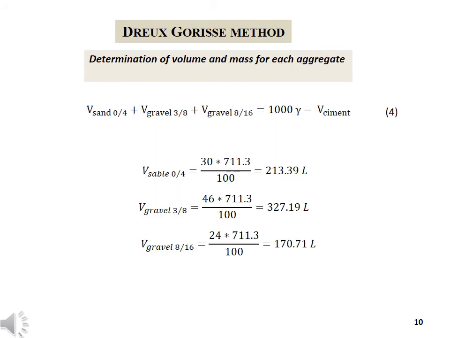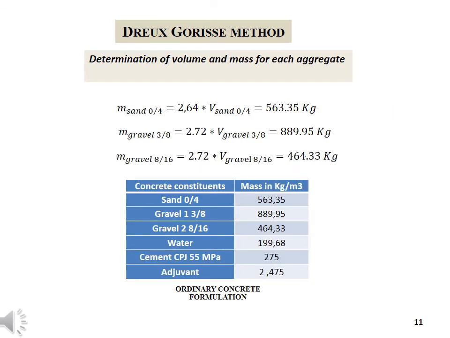The total volume of the aggregates is given by formula 4, with gamma being the value of the compactness of the aggregates. The total volume found is 711.3 liters. We multiply this value by the percentage of each type of aggregate. We find the following results. We multiply the volume by the density of each type of aggregate. The following table presents the different results found.